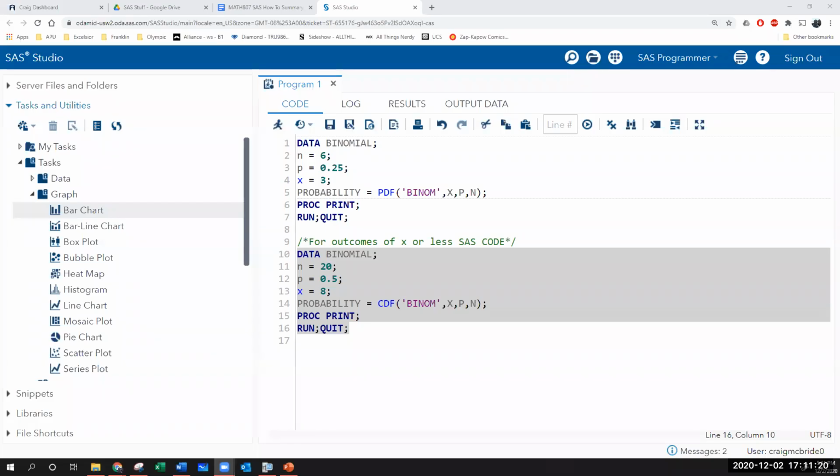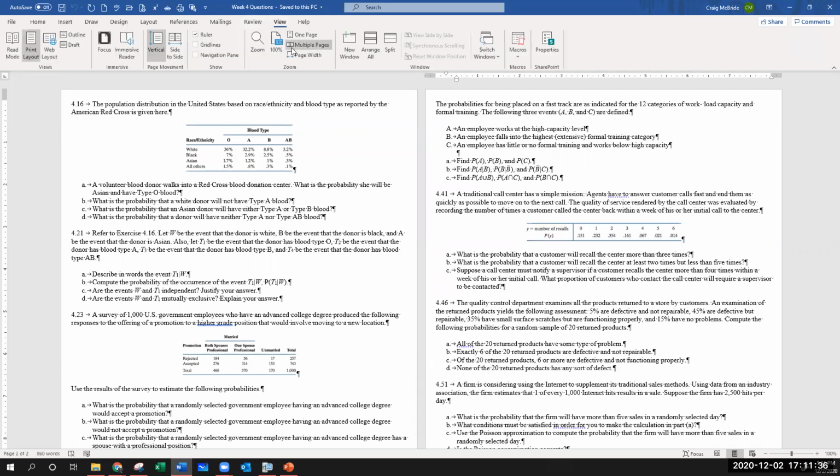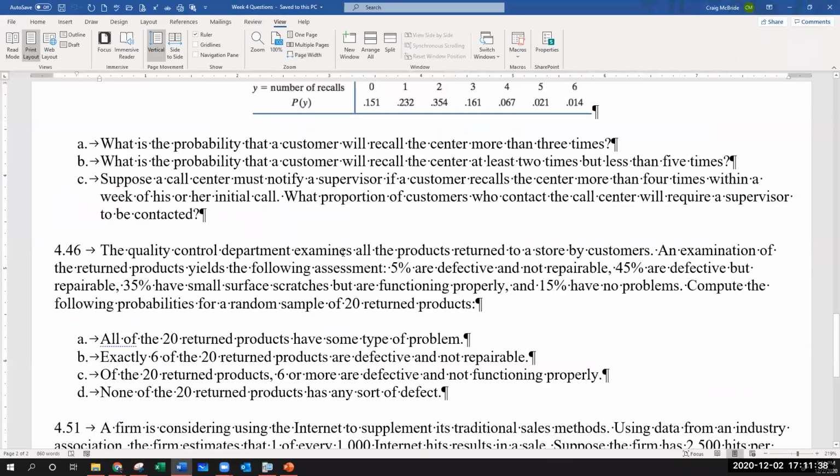How about go through 4.46 B, C, and D? Homework for 4.46 B, C, and D. Okay, so quality control, examination, 40 price.